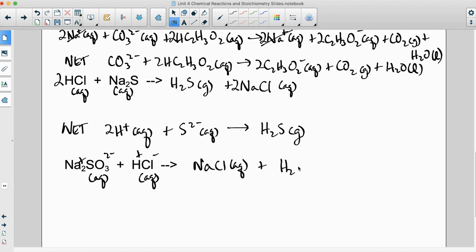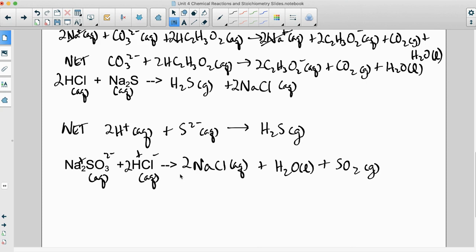So we get H2SO3. But again, like H2CO3, this does not stick around. It decomposes into H2O plus SO2 gas. H2O liquid. Okay, so let me just check that this is balanced. We know we need a 2 here. We need a 2 here. And now it is balanced.